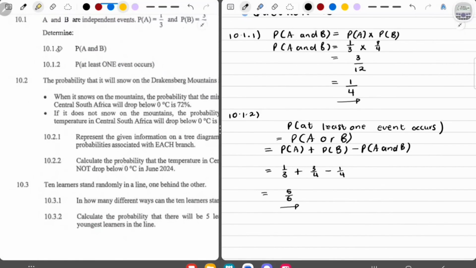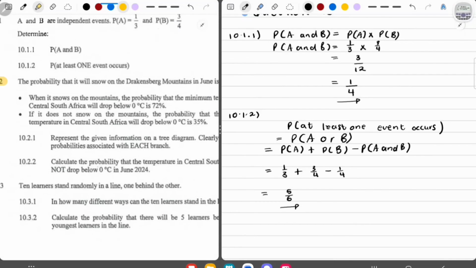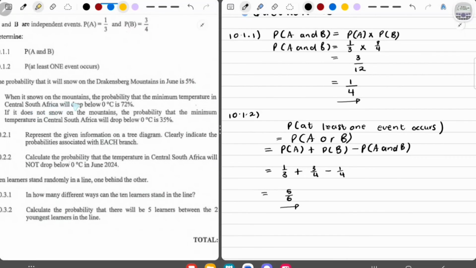Okay, we have 10.2 now. So 10.2 says, the probability that it will snow on the Drakensberg Mountains in June is 5%. Then they say, when it snows on the mountains, the probability that the minimum temperature in central South Africa will drop below 0 degrees is 72%. Then they say, if it does not snow on the mountains, the probability that the minimum temperature in central South Africa will drop below 0 degrees is 35%.